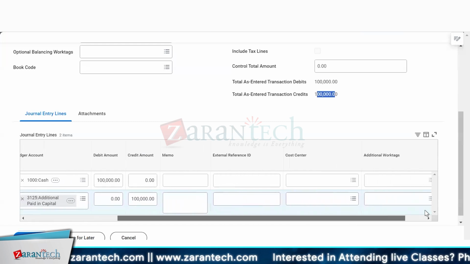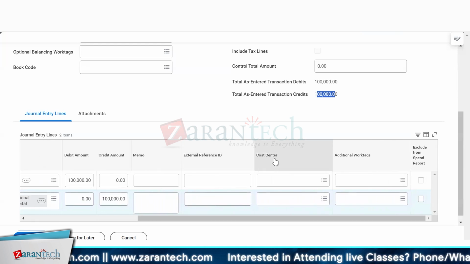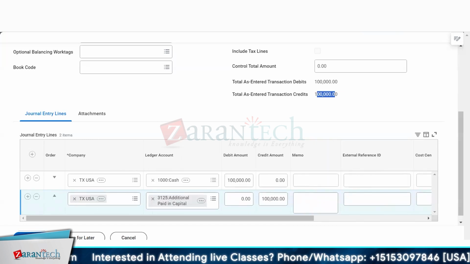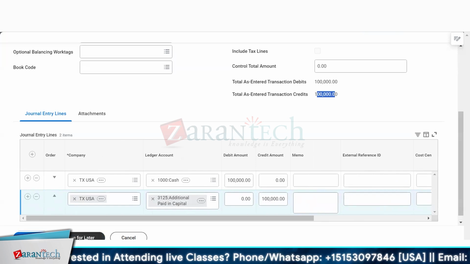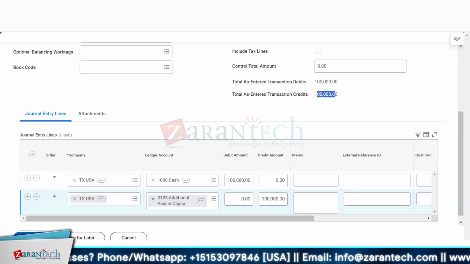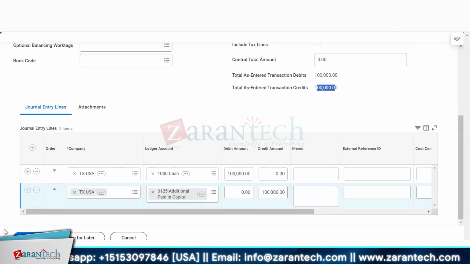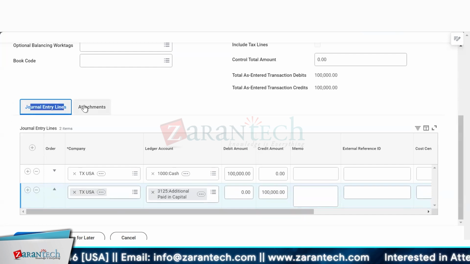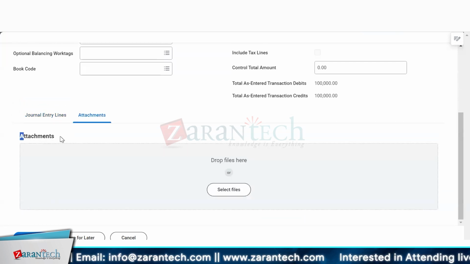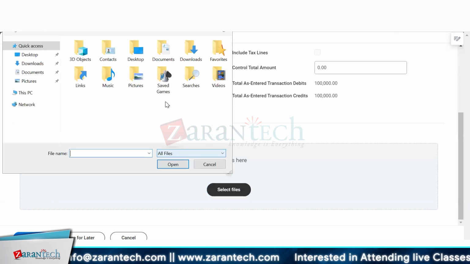Now we have further fields here. We have memo, external reference ID, cost center, additional work. All of these fields we will discuss at a later stage. But first, we will verify and try to submit it. For any journal, if you want to save it for later, it will not be submitted, and you can come again and resubmit it. But if you submit it, then the journal status will be in a submission phase. We also have an attachment, which is not mandatory, it's optional. So you can attach the journal details as well.